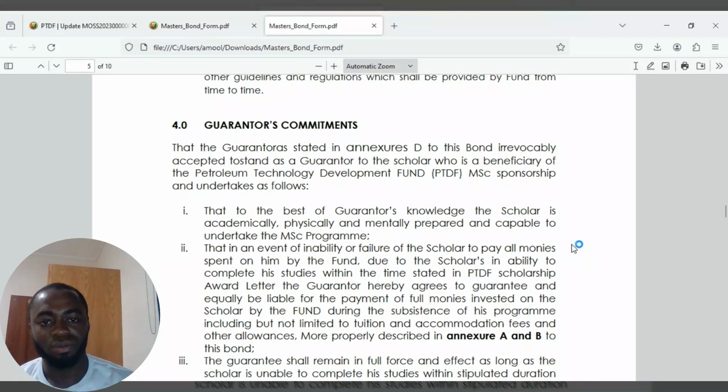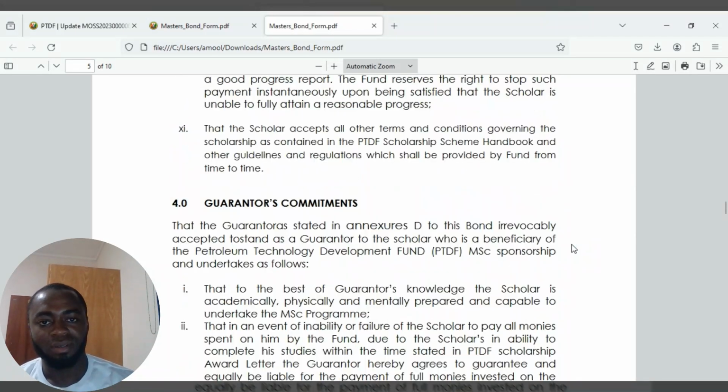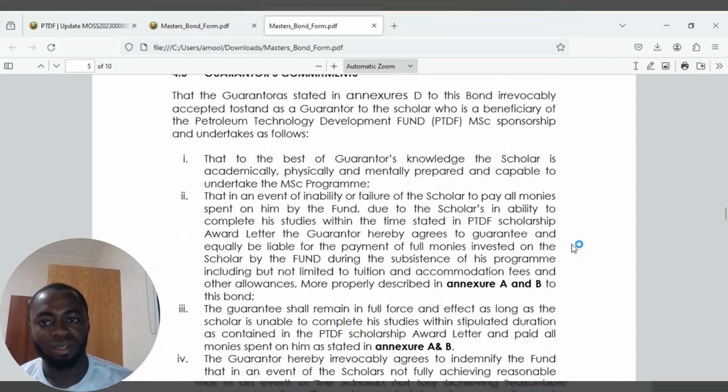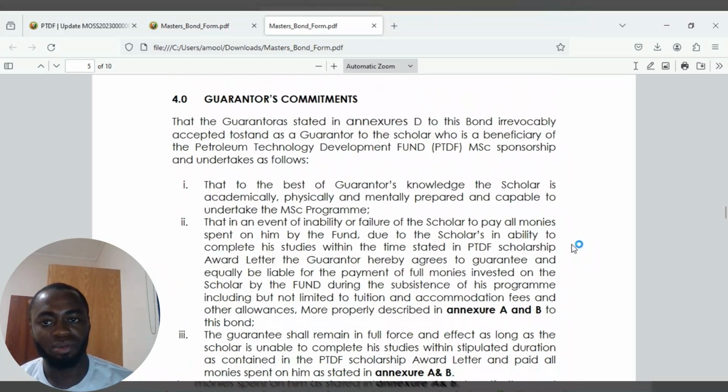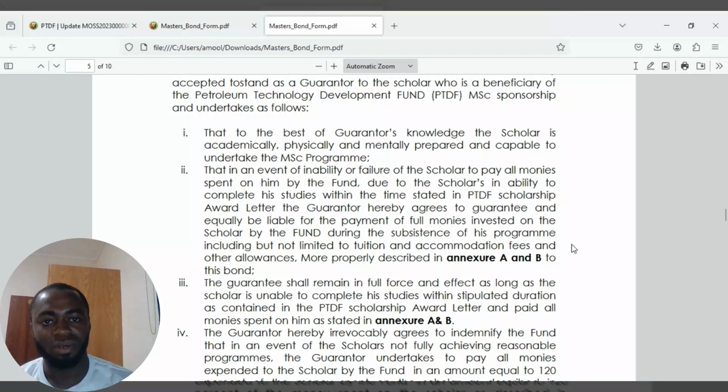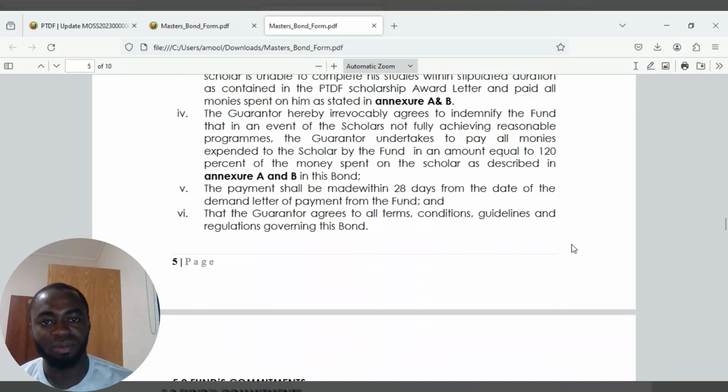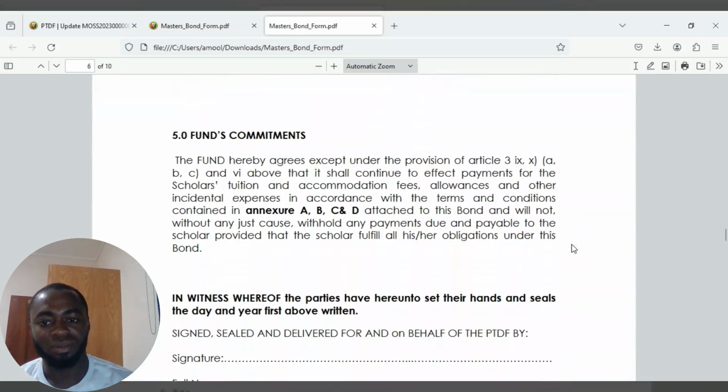Because they are binding on you. Remember that the bond form is a legal document which stands against you if you don't live true to the terms and conditions of your scholarship award, and you have no issues by the time you live true to the terms and conditions of the award.